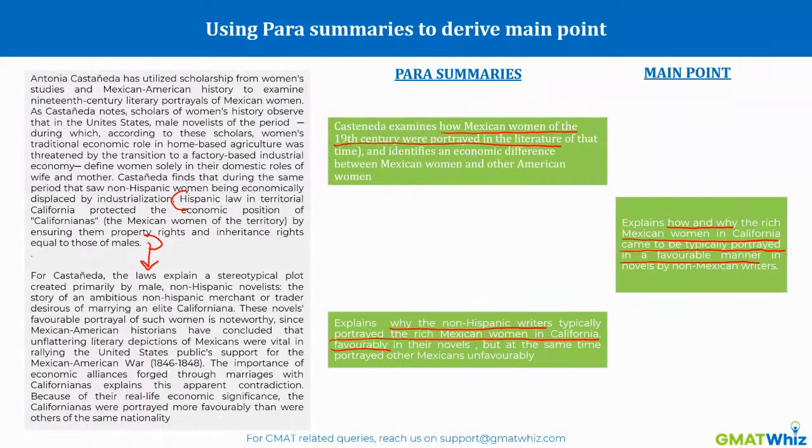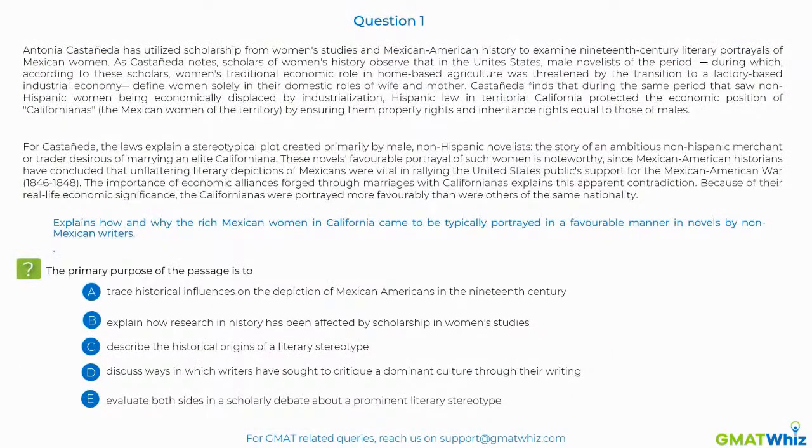Okay. So using that, if I bring it forward, now remember, I need to find the answer choice which is most closely aligned to this. How and why rich Californianas came to be portrayed in a favorable manner. That's the primary purpose of the passage, to show why, how. All right. So let's see.